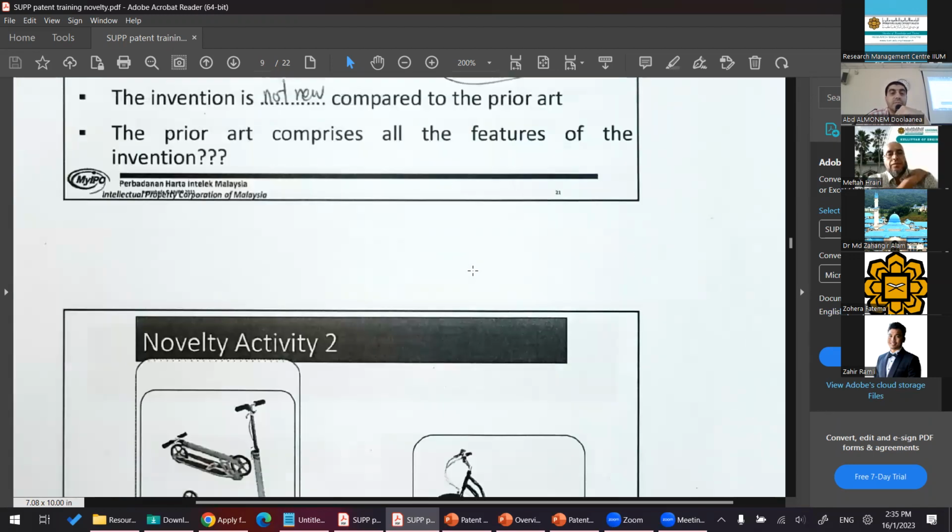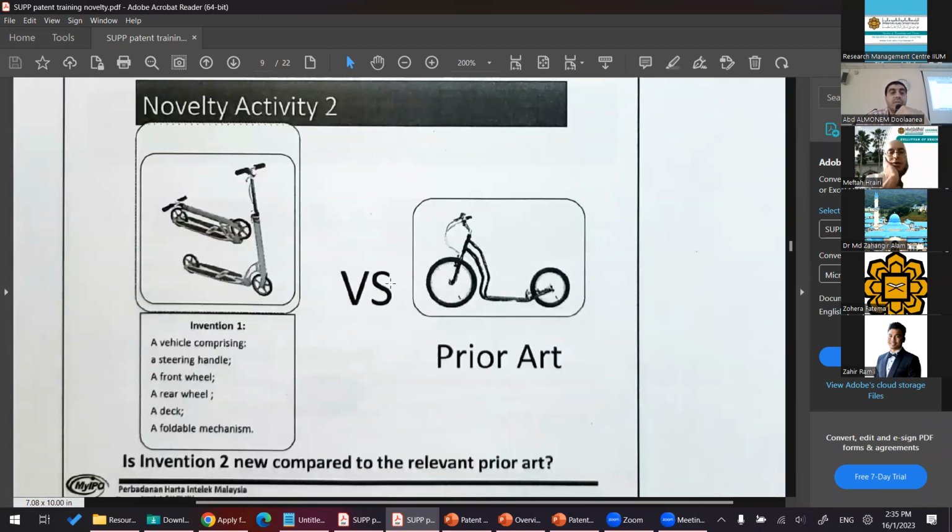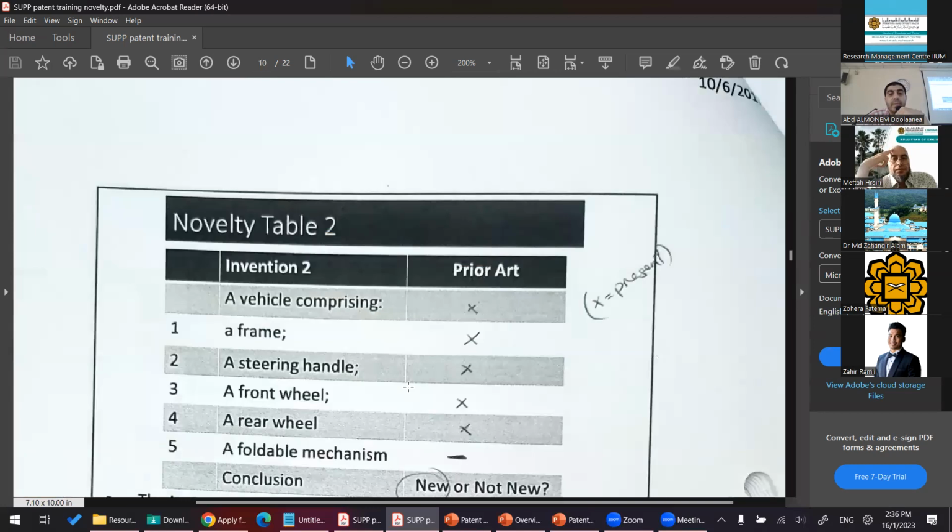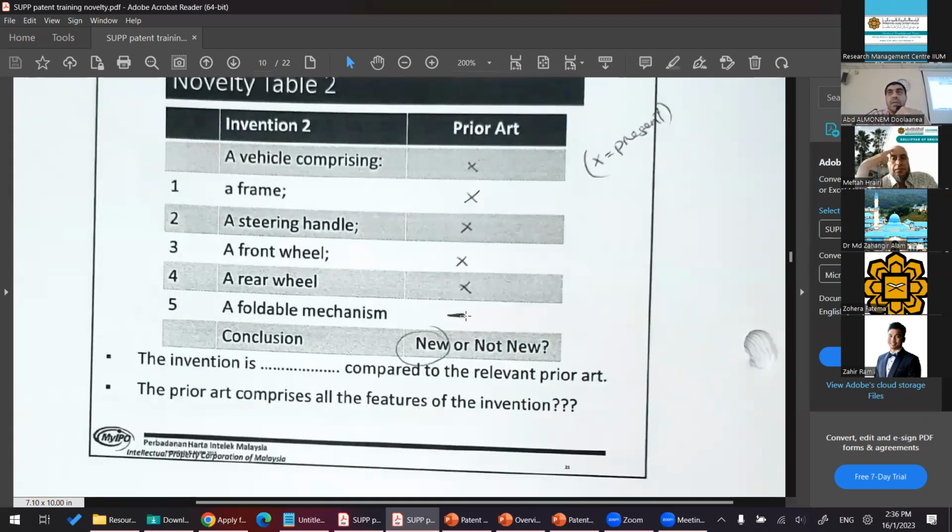So it's not new. How about this one? This is your invention, this is the prior art, basically the same. A vehicle comprising a steering handle, front wheel, rear wheel, deck, and a foldable mechanism. For this scooter, is it new? Yes, because it has an additional feature, the foldable mechanism. You can see it has a foldable mechanism.